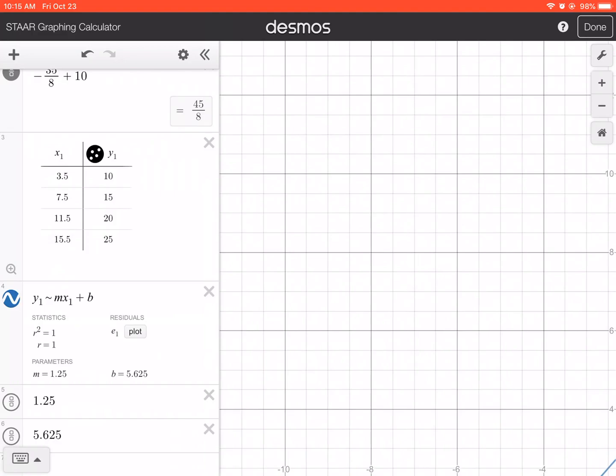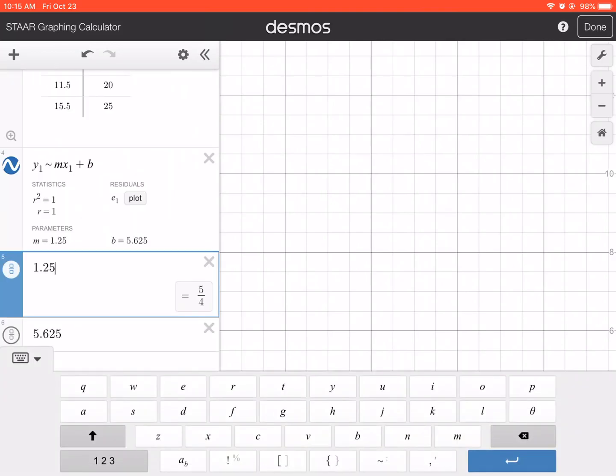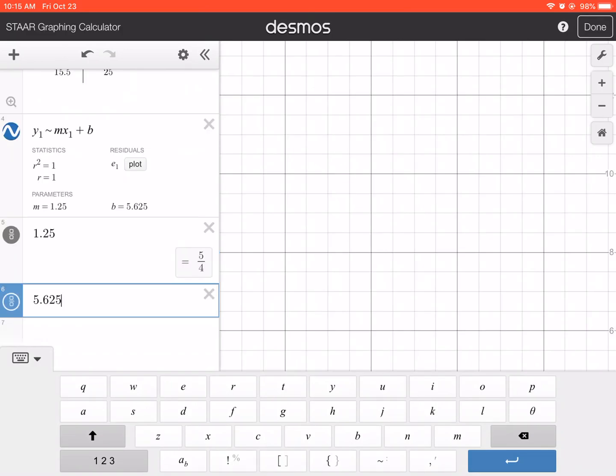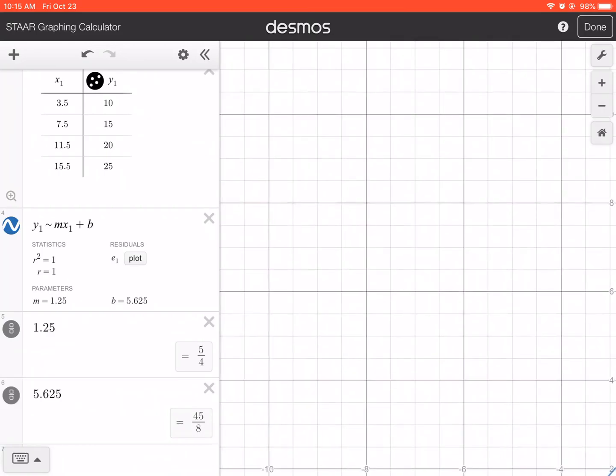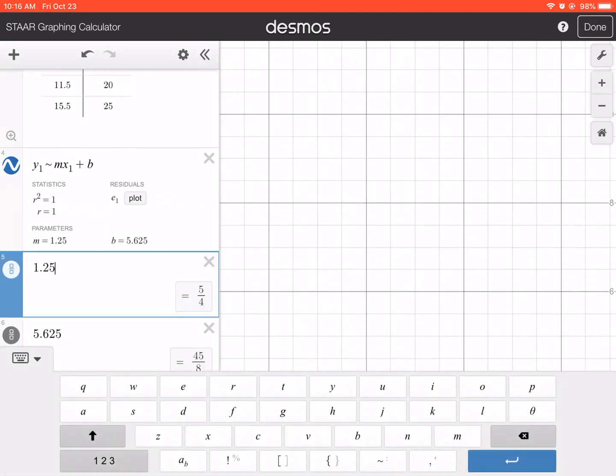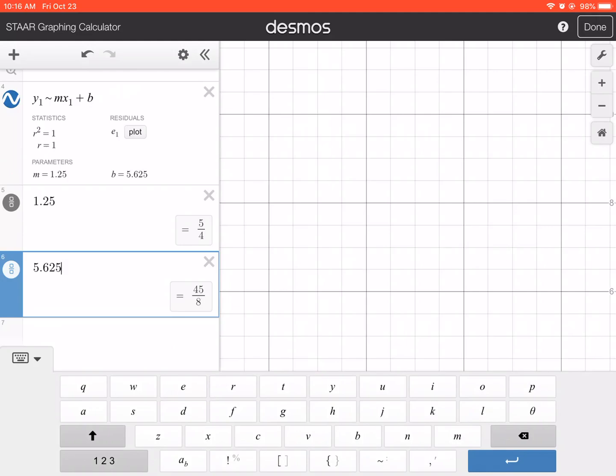Now, none of those look like the answers because they're decimals. So just like we did before, when you type in the decimal for your M, your slope, you can press the circle in the blue margin and you get 5/4. When you type in the B value, the y-intercept, you can hit the circle in the blue margin, and it will also change that to a fraction for you. So again, the shortcut, the fastest way to do this is Y1 worm. And we plug in our values. Y equals 5/4 x plus 45 over 8.